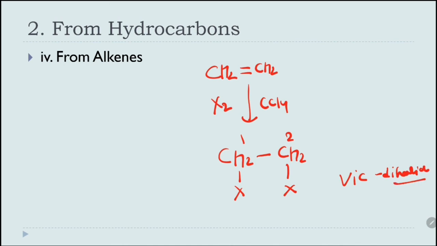Now in case of addition of halogen, we do not need to care about where X will be attached because both these are same. In case of HX, one was hydrogen, another one was halogen, so we have to find the correct product, but here there will be only one product.